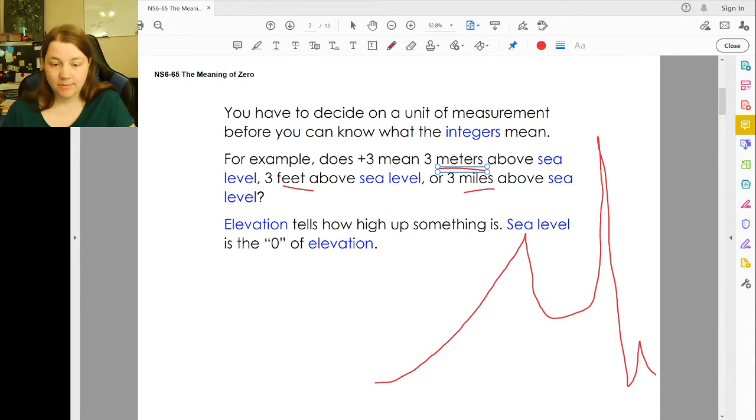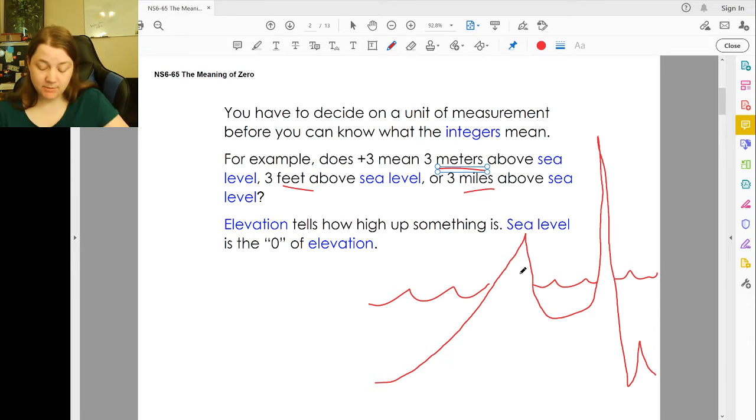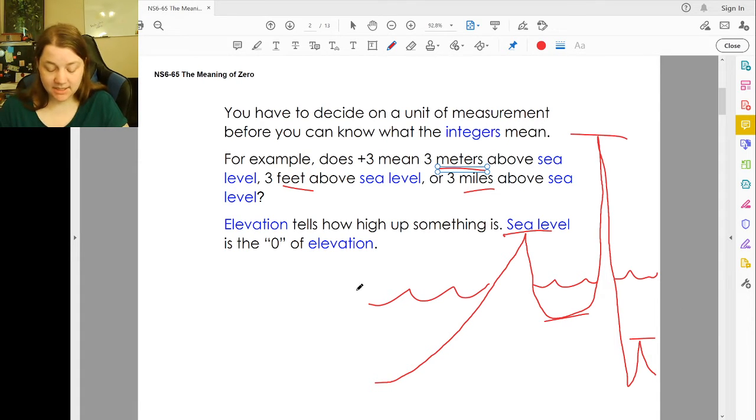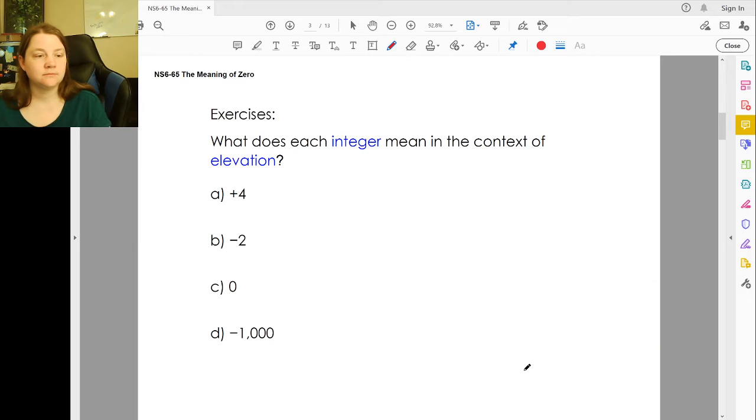And when we talk about sea level, that's where the water rests. Some things may be above sea level, some things may be below sea level. But sea level is the zero in this big number line. So let's talk about what each integer means in the context of elevation.